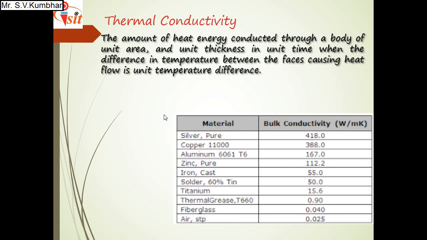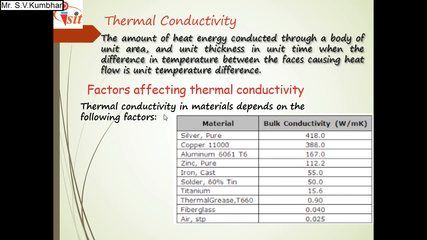Here, pure silver has 418 watt per meter Kelvin as thermal conductivity. Similarly, copper 388. If you observe fiberglass or air, it is 0.040 or 0.0025. What does it mean? Fiberglass will act as an insulator.